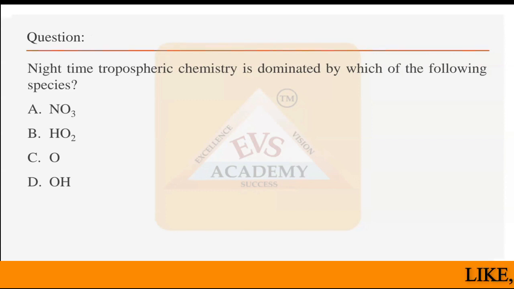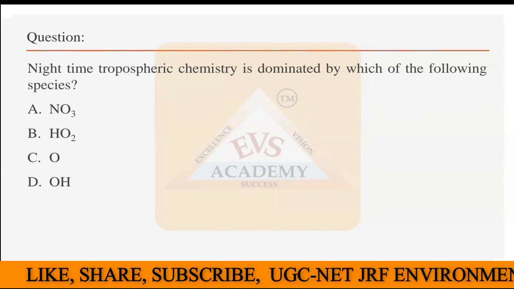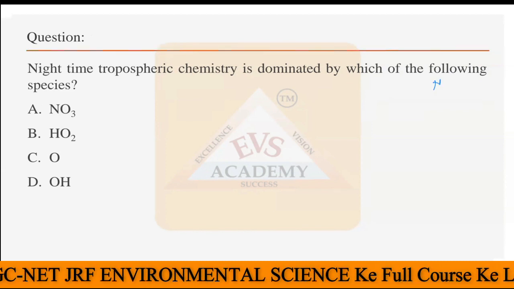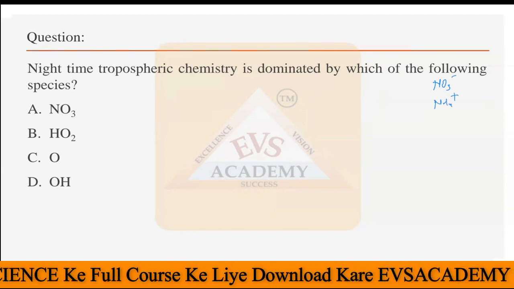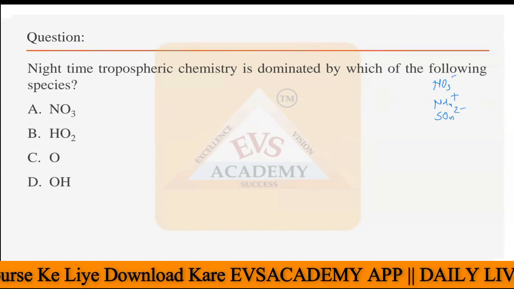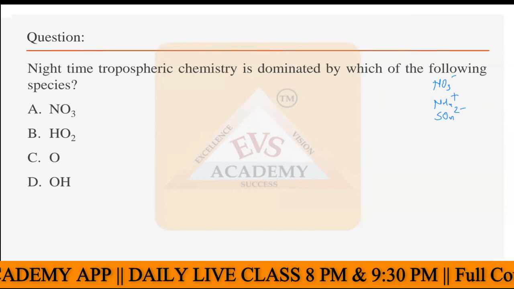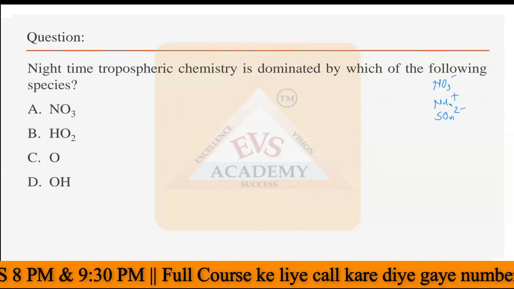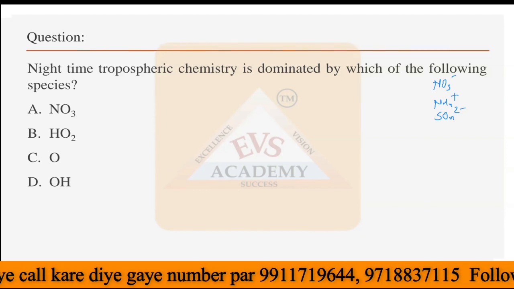Then, nighttime tropospheric chemistry is dominated by which of the following species? So here the global dimming effect or the cooling effect will play its role. Nighttime chemistry is generally dominated by NO3 minus, NH4 plus, and then we have the SO4 2 minus. So these all are the particles which do the global cooling effect or dimming effect, and these are generally formed during the night time when we have very low temperature, very high relative humidity, and low atmospheric boundary layer that we have already seen.